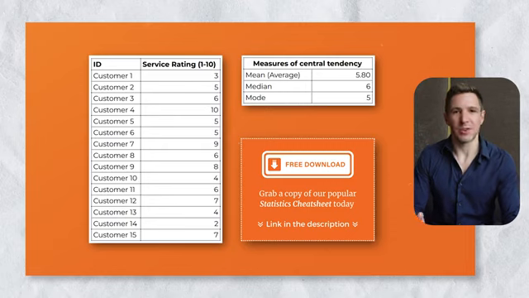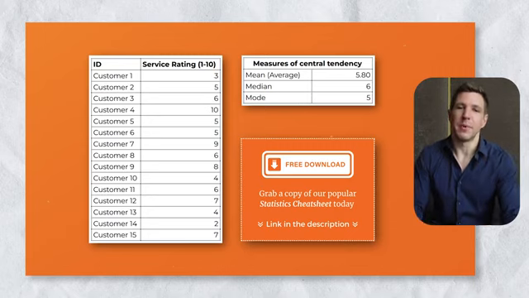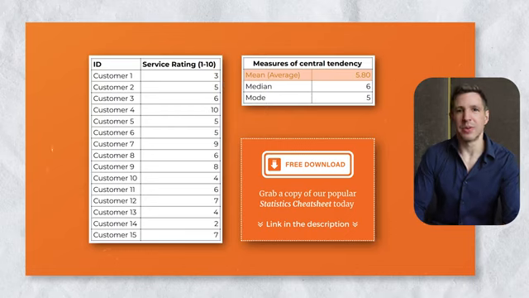Here we have a sample data set that reflects the service ratings on a scale of 1 to 10 for a specific business from 15 customers. As you can see, the mean of 5.8 is simply the average rating across all 15 customers. In other words, the sum of all ratings divided by 15. Next, we have a median of 6.